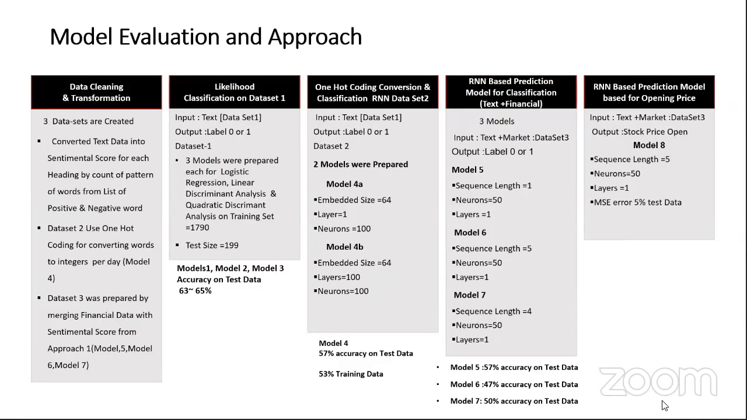So the first thing was data cleansing and data transformation. The first thing I did was convert the text data and create a sentiment score. I took a pattern of words which are on GitHub, and I had given the source there. I don't know what the source of it is. Is it from Harvard University? But I think I took it from GitHub.